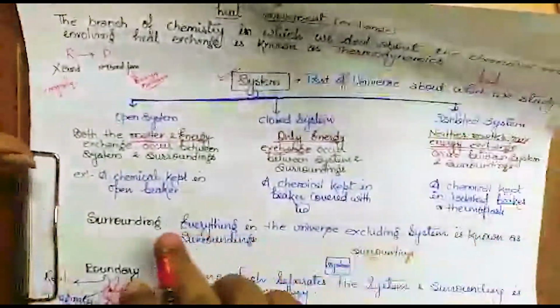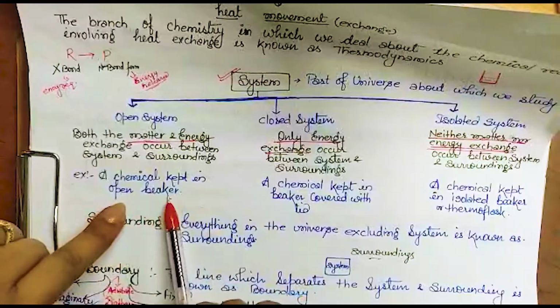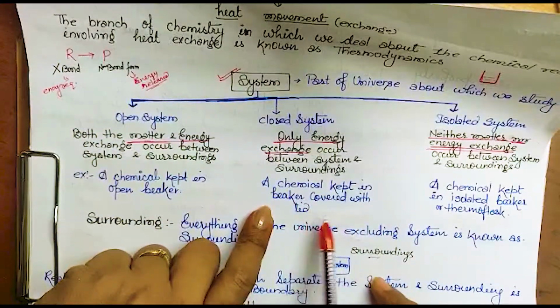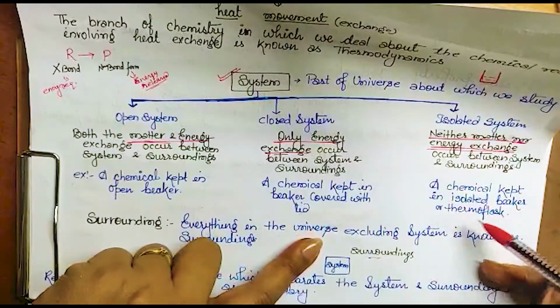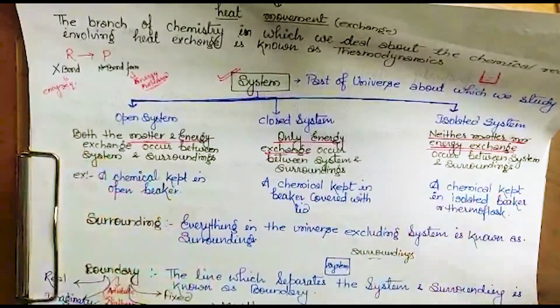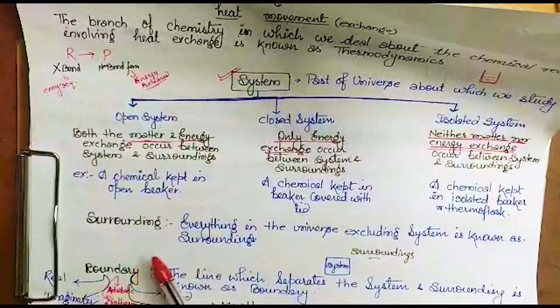Example, it is written over here: a chemical kept in an open beaker without lid, a chemical kept in a beaker covered with a lid, and the third one is a chemical kept in the isolated beaker or the thermo flask. So this is the system. Got it? Now the surrounding.